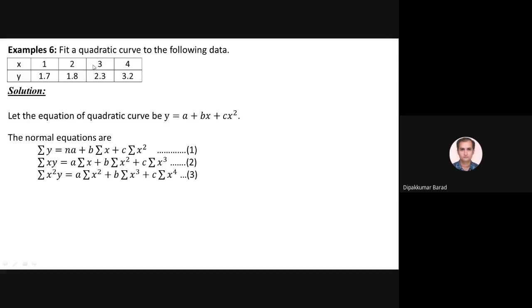Summation x, directly you can see that here 10. 2 plus 3 it means 5, 1 plus 4 it means 5, 5 plus 5 is 10. And summation y, again this 1.8, 3.2 it means 5, 2.3 and 1.7 it means 4. So you get summation y is equal to 9.